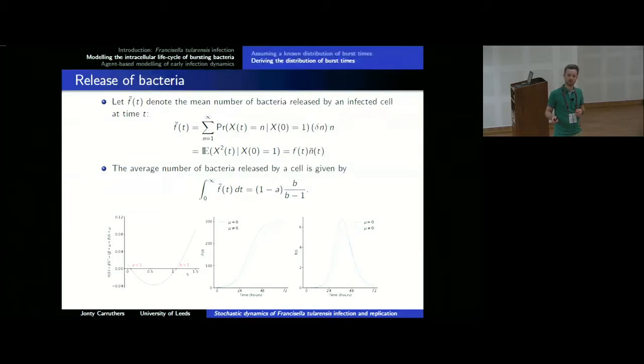So 1 minus A you can just recognize as, if A is the probability that the cell ultimately survives, 1 minus A is the probability that it will ultimately rupture. And given that it ruptures, b over b minus 1 is then telling us the average size of that rupture. That's quite nice, because now we have both of these roots of this quadratic having some importance. And if you want to look at the whole distribution of the rupture size, here it will be geometric.